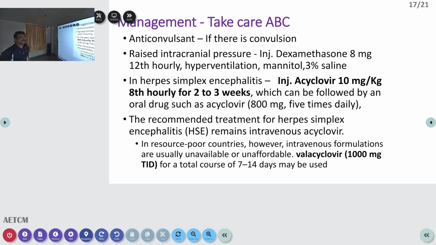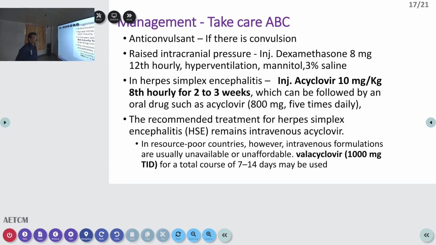That's a steroid which has got very good penetration to the brain. So that can be given. Hyperventilation, if the patient is on a ventilator, you can do that. Mannitol also can be given. 20% mannitol can be given as a bolus.